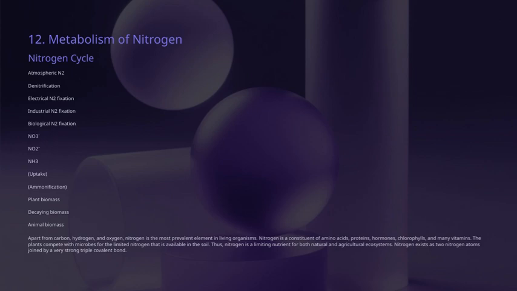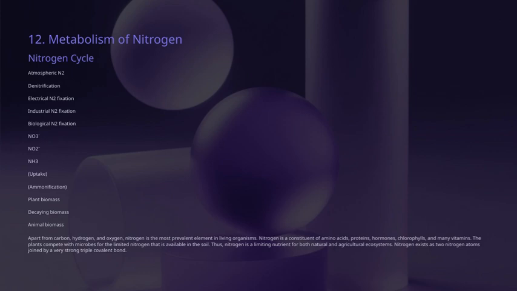Most nitrogen exists as a very strong triple covalent bond between two nitrogen atoms, which makes it quite stable and not readily available for biological use. That's why nitrogen has to go through various transformations to become accessible to living organisms. In the nitrogen cycle, we see several key processes.